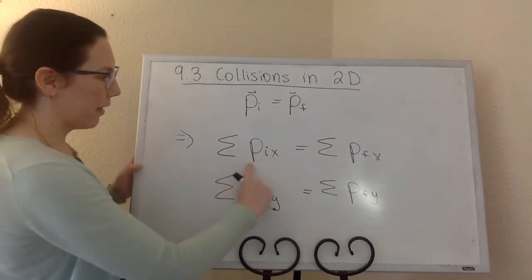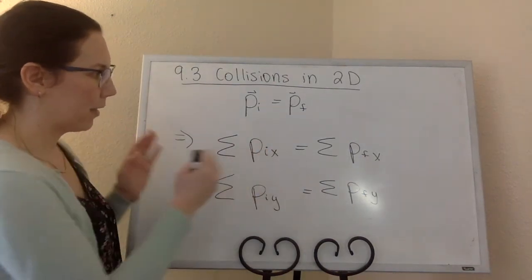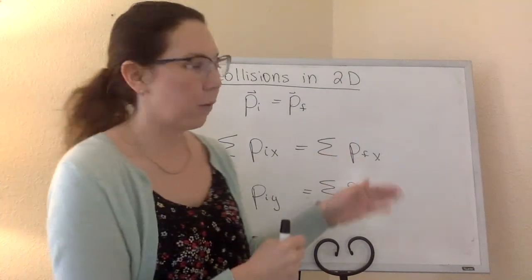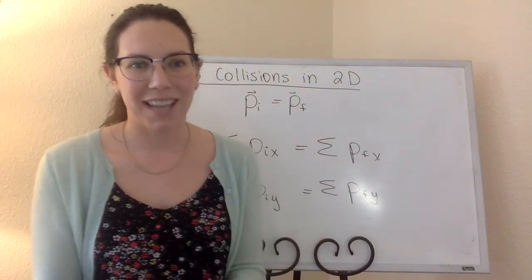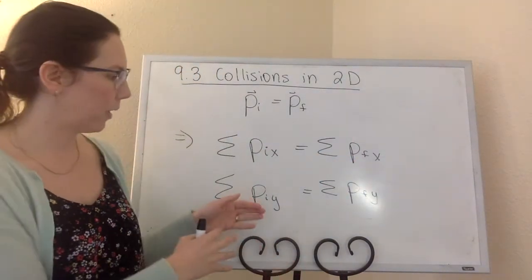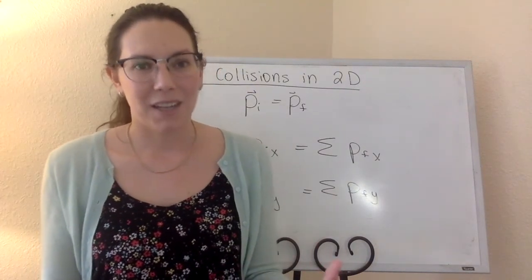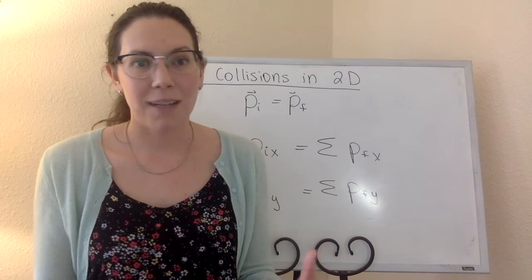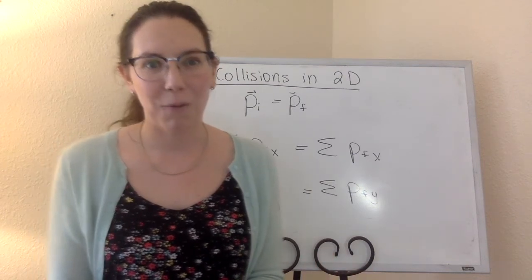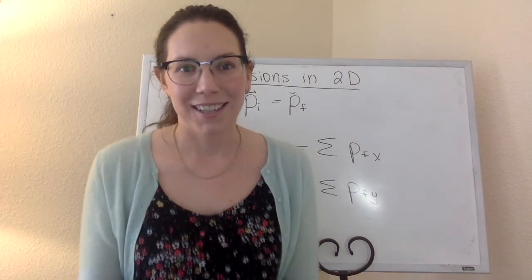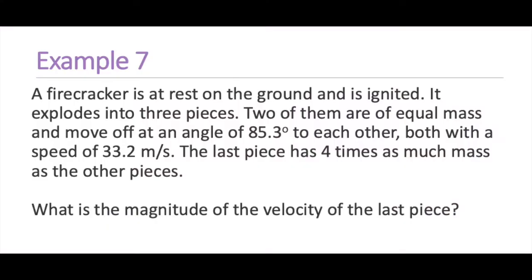So we have the sum of all the initial x components of the momentum for the system will equal the sum of the final x components, and the sum of all the initial y components will equal the sum of all the final y components. Since these are vectors, we'll break them down, and in a sense it's very similar to what we've done before for vector addition. So let's look at the example.